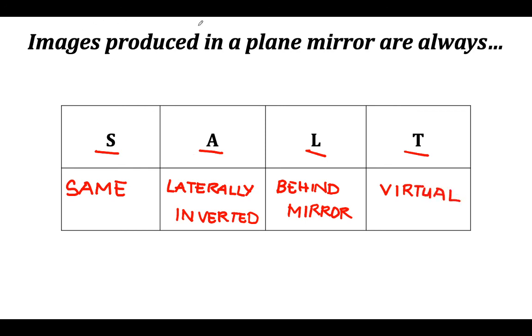So the images produced by a plane mirror are always going to be the same size. They're always going to be laterally inverted. They're always going to be behind the mirror, and they're always going to be virtual. These are obviously all in comparison to the object that you have. So same size as the object, laterally inverted in comparison to the object, behind the mirror in terms of the object, and virtual.